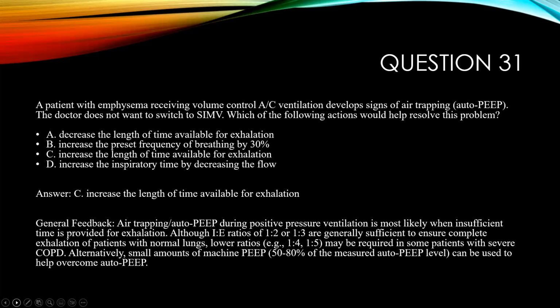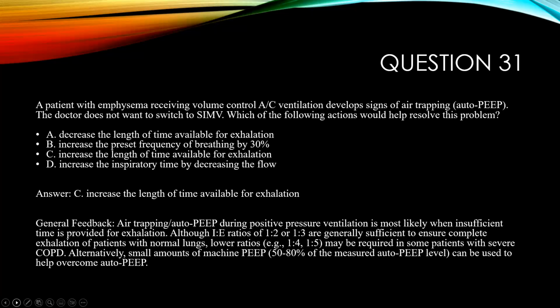So a lower ratio, 1 to 4 is lower than 1 to 3 or 1 to 2. In this case, we're talking about lower ratios, 1 to 4 or 1 to 3, which may be required in some patients with severe COPD, particularly ones who have emphysema. Emphysema is a loss of elastance. The lungs tend to have very high compliance. They tend to be saggy lungs, if you will. So they will often need additional expiratory time.